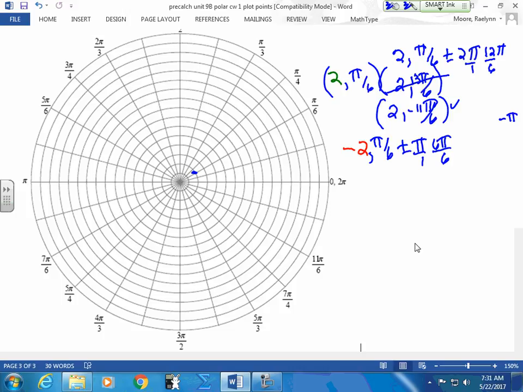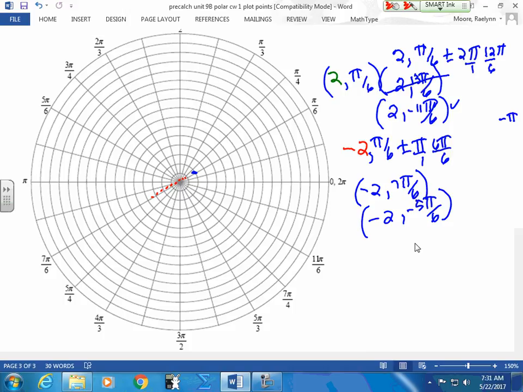So we're going to add and subtract 6 pi. So you're going to get negative 2, 7 pi over 6. And you're going to get negative 2, subtract it, negative 5 pi over 6. Now, technically that point is going to come straight through this pole. I'm just going to put a dot here, but we're not going to plot it. It's going to come through this thing and technically be right over here somewhere, right? It's going to come right through the pole.